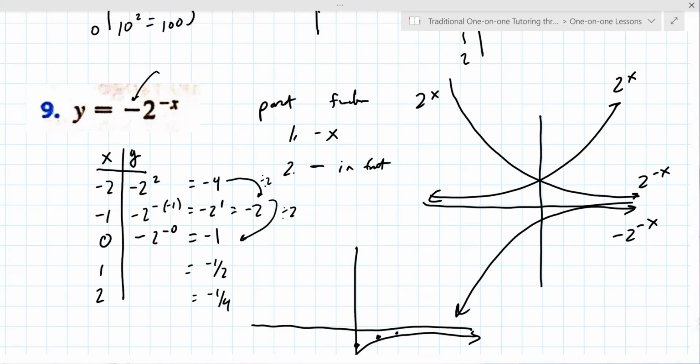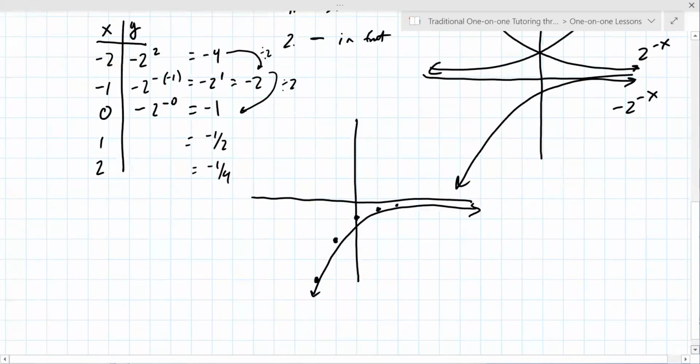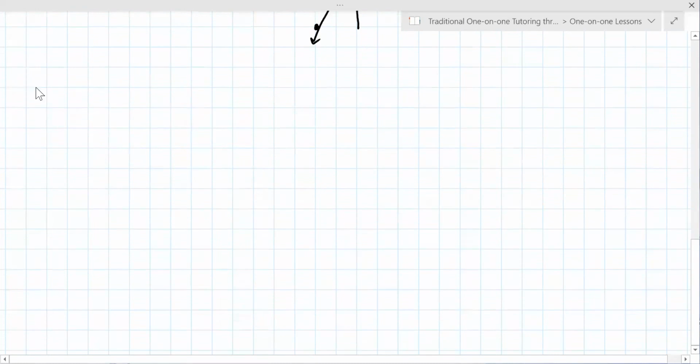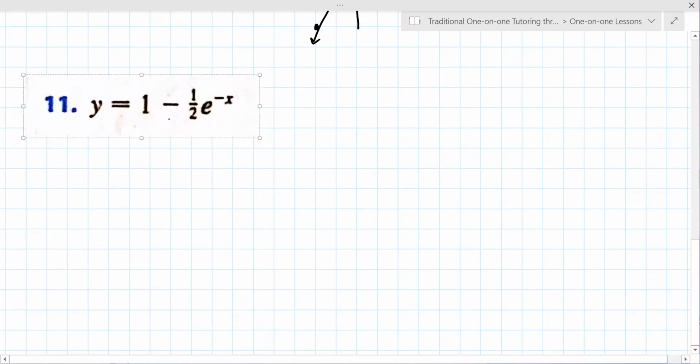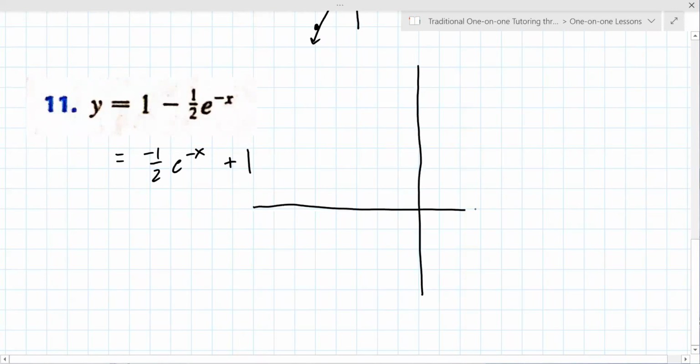So let's try to do 11 where we're not making the table. And the fact that it's e makes it tough to even make a table because, you know, you don't have a calculator. So first thing is, this is not written in the correct way. It would be -1/2 e to the -x plus 1. Okay, so let's go through what each of the transformations do for this one.